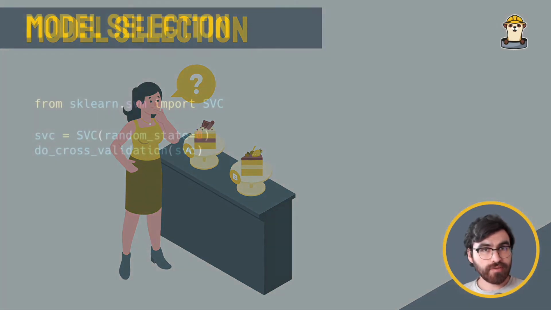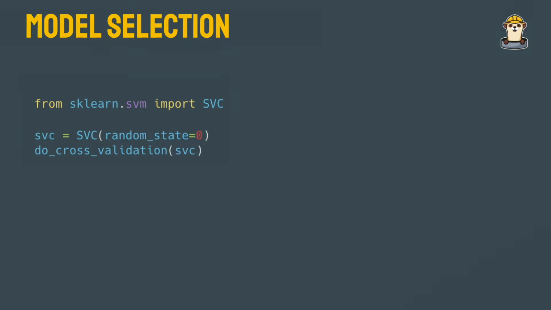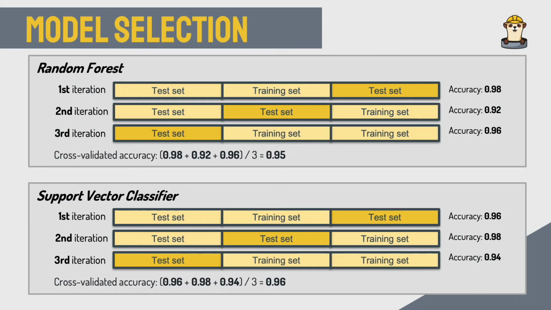We can try a few of them and then pick the best. We have already tried a random forest, so let's add a support vector machine into the mix. Remember, we can now use cross-validation. Here are the results compared to our random forest. It sure seems that the support vector classifier is slightly better, so should we use that one?